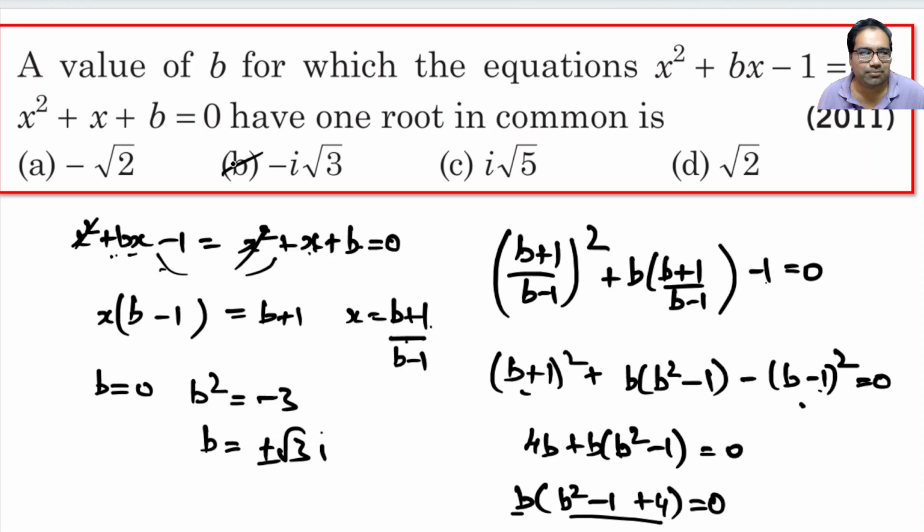Right, guys? Very simple problem. When two equations have a common root, then firstly, those two equations should be equal and they should be equal to 0 for that common root. That's what we have done. We have equated both the equations and solved for x, and then we used that x and substituted it in one of the equations to convert everything in terms of b and solve that equation to find out what b is. Right, guys? Simple problem.